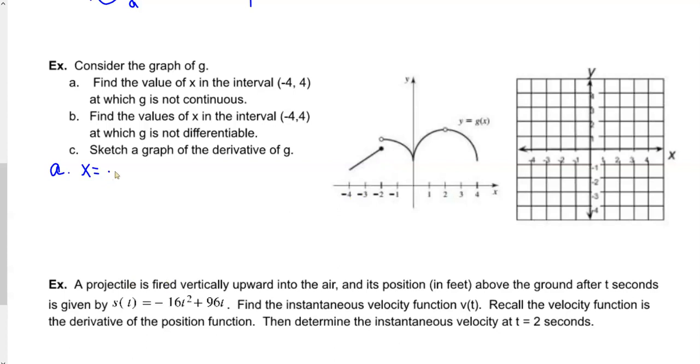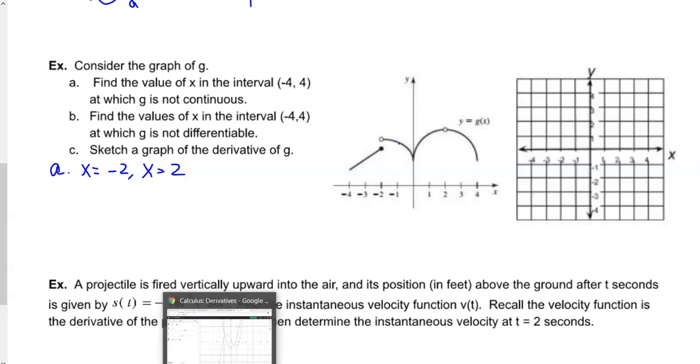So at x equaling -2, I would be discontinuous. Now, notice this is okay. I've got points everywhere. This limit from left to right is the same. But notice right here, I don't have a function value at x equaling 2. Therefore, x equaling 2 would be another discontinuity for our graph of G.